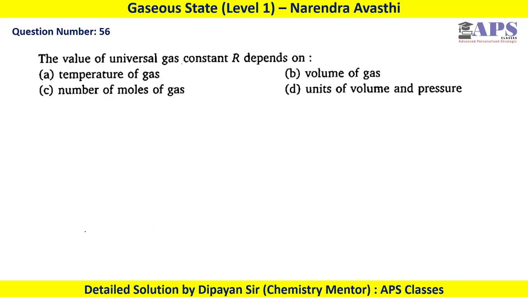In question 56, the value of universal gas constant R depends on. This question is not correct because the options are not correct. If we see PV equal to nRT, then R equal to PV by nT. So the value of R depends on pressure, volume, number of moles and temperature, all of them. So temperature of the gas, number of moles, volume, all of them are correct. As for units of volume and pressure, the value of the universal gas constant does not depend on the unit of volume and pressure, so it does not depend on option D. But it depends on A, B, C, all of them. So there is some problem in this question, so we can skip this question.